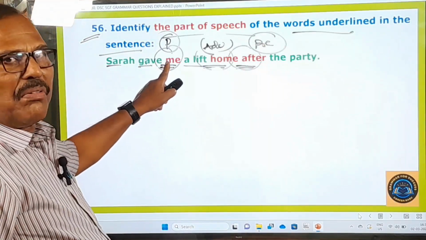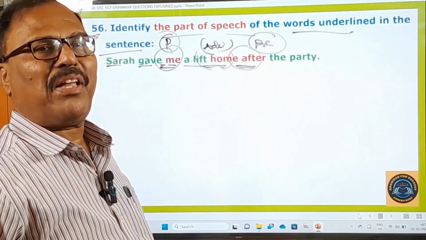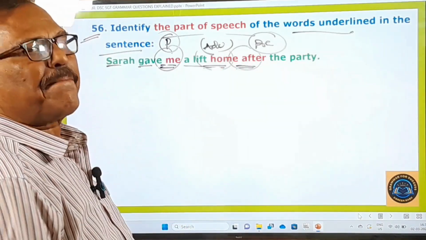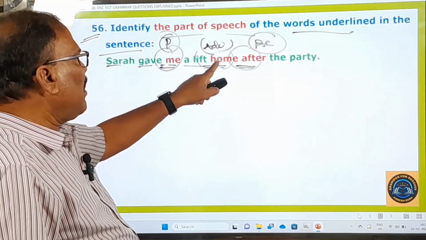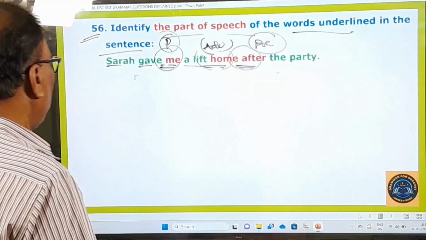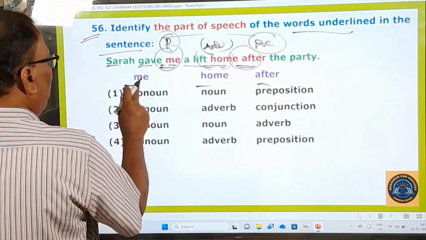Pronoun: I, me, my, mine, myself. These are the forms of the pronoun I. Right. Okay, these are all personal pronouns. So me is a pronoun, adverb or preposition. Let us look at the options and choose the right one. So me, home, after. Okay, this is a pronoun.